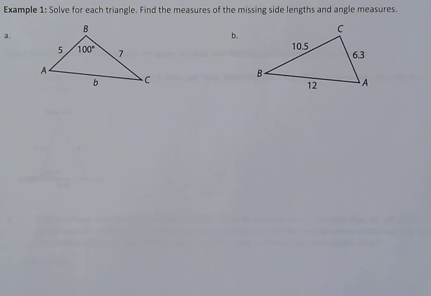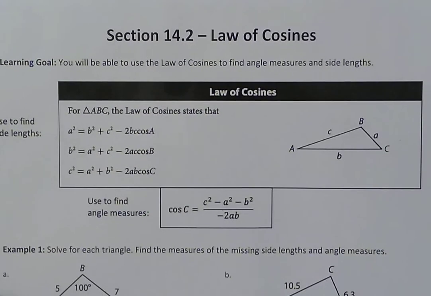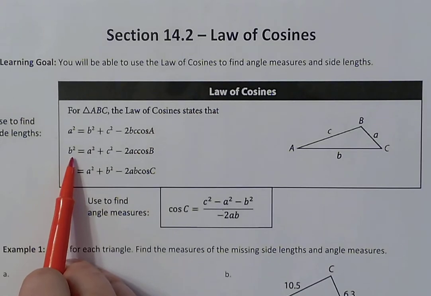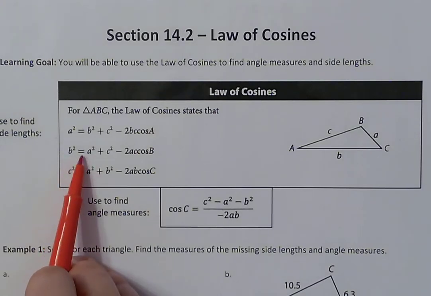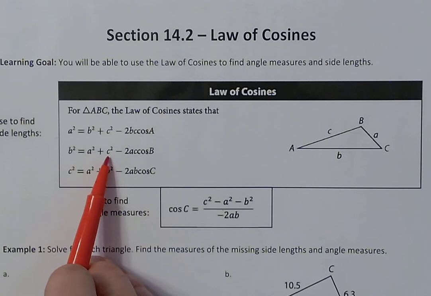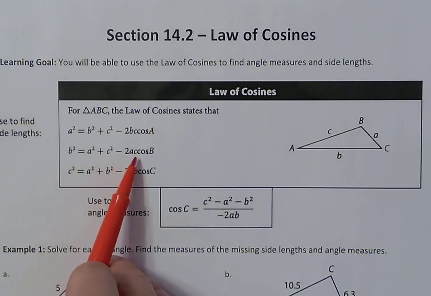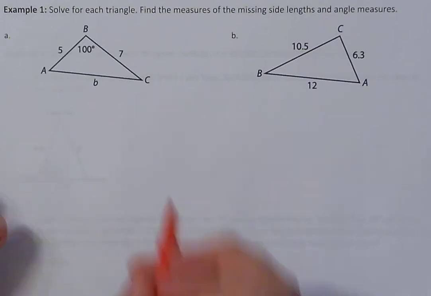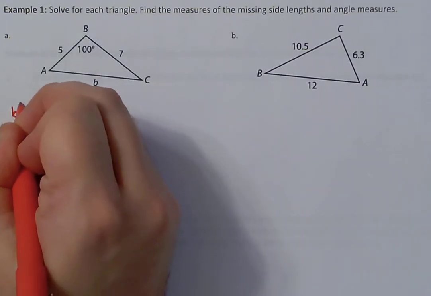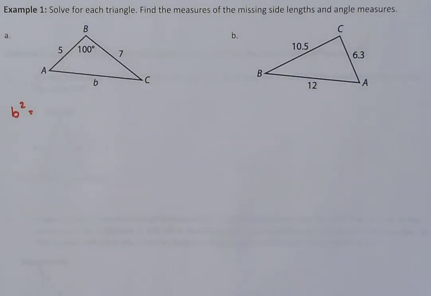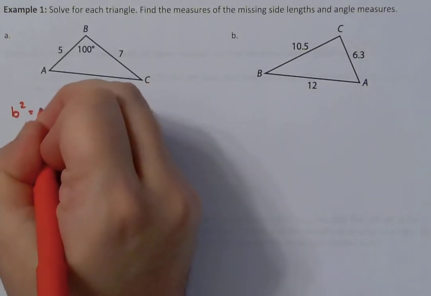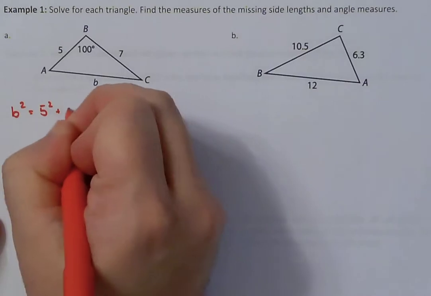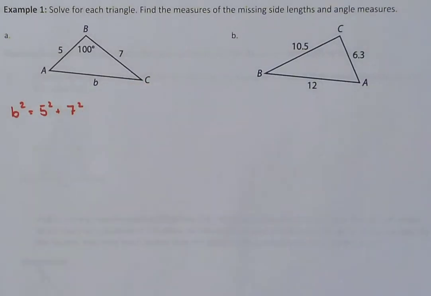So that is where I'll pull up my completed notes. So we're going to do B squared equals A squared plus C squared minus 2AC times cosine B. So we start with B squared. That's going to equal, then we're going to take the other two sides that we know the measure of, which is 5 and 7. So it's going to be 5 squared plus 7 squared.